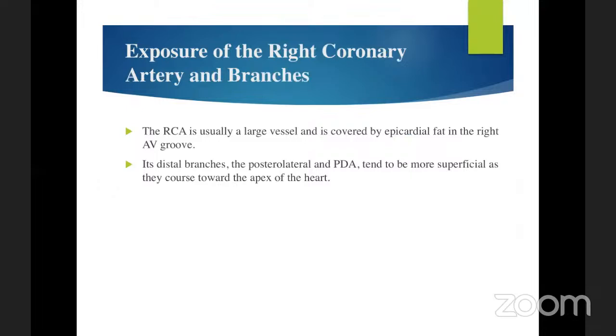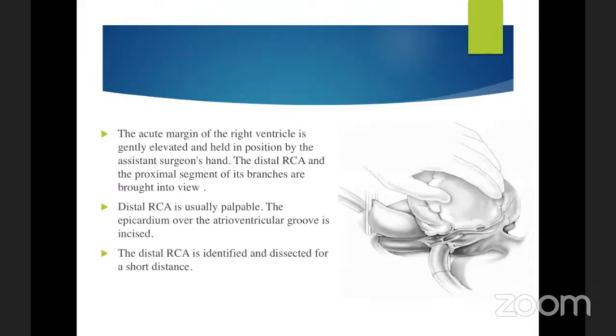For the exposure of the RCA, it's usually a large vessel and is covered by epicardial fat in the right AV groove. Its distal branches, the posterior lateral and PDA, tend to be more superficial as they course toward the apex of the heart. The acute margin of the right ventricle is gently elevated and held in position by the assistant surgeon's hand. The distal RCA and the proximal segment of its branches are brought into view. Distal RCA is usually palpable.